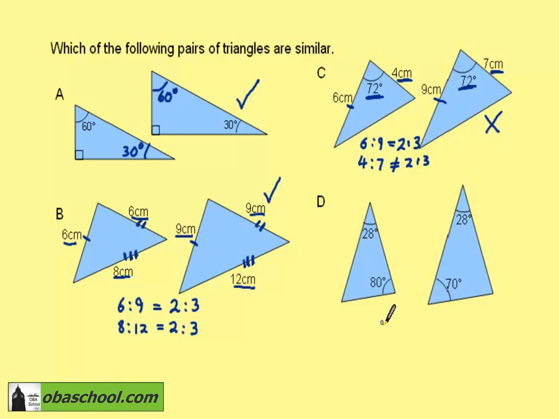Now consider these two triangles. We know two of the angles, 28 and 80. The angles must add to 180, so the remaining angle is 72 degrees. Here in this triangle, the remaining angle would be 82 degrees. Comparing the angles, they're not all the same, and therefore these triangles are not similar.